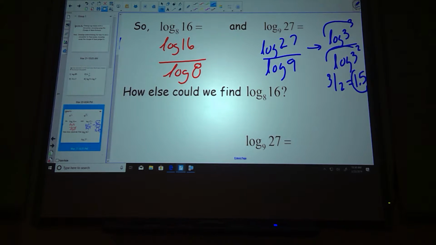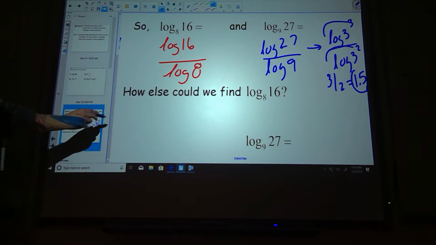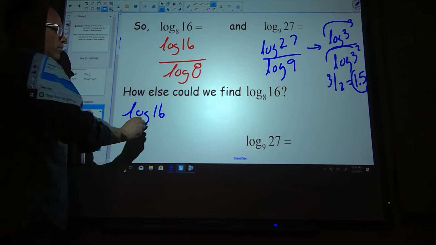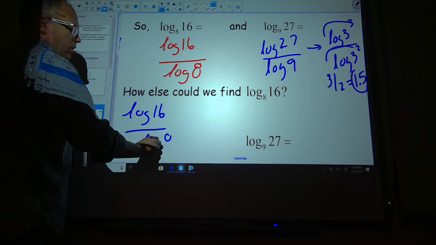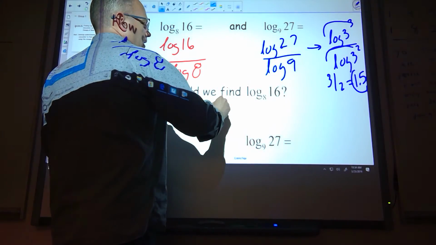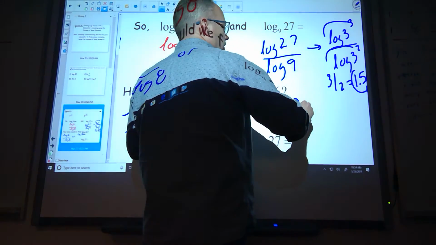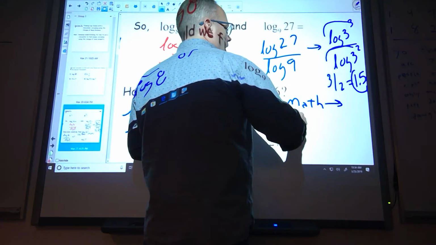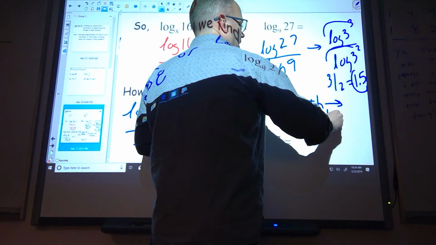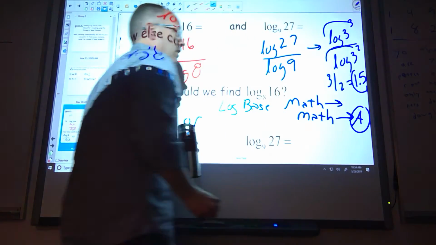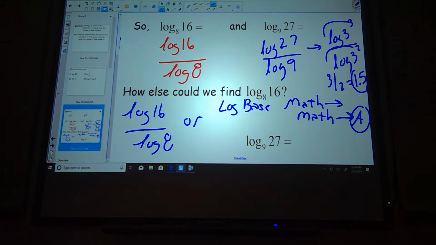All right, so how else could we find that? And I just showed you. You can do the log 16 over the log 8 very easily. Or you could find the log base. So that's when you hit math on the calculator. On the first column, it says math. And then go down to, I believe it was letter A. And that allows, it's called change base or log base. And both of those would work nicely as well if you wanted to deal with expanding it out.